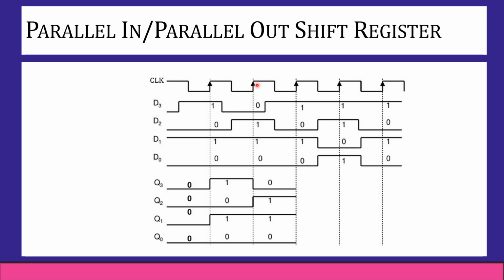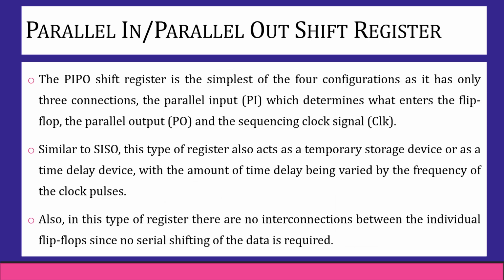Okay, then during the next positive pulse, the data inputted on the data lines are 0, 1, 1, 0. Okay, so the same can be taken out during the same clock pulse. So 0, 1, 1, 0 can be taken out through these 4 output lines. Okay, so we can input the data parallelly as well as take out the data parallelly. So that is the case of the parallel in, parallel out shift register.